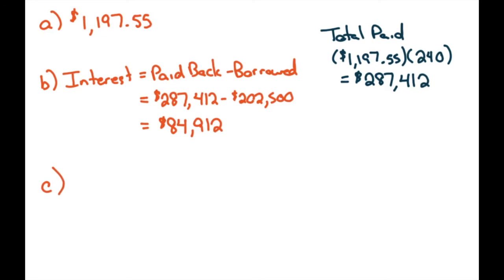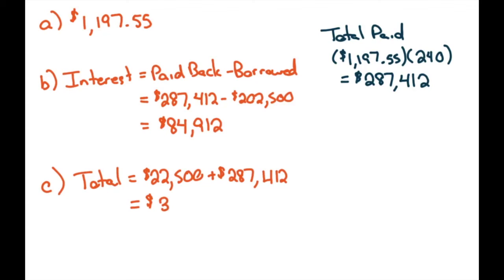Question C, how much will Jose pay altogether? Well, it's not just the $287,000 that Jose paid back to the bank. Jose also had to use some of his own money as a down payment before this. So his total paid would be the $22,500 down payment plus the money that he paid to the bank of $287,412. Means that in the end, Jose will have paid $309,912 for this house.